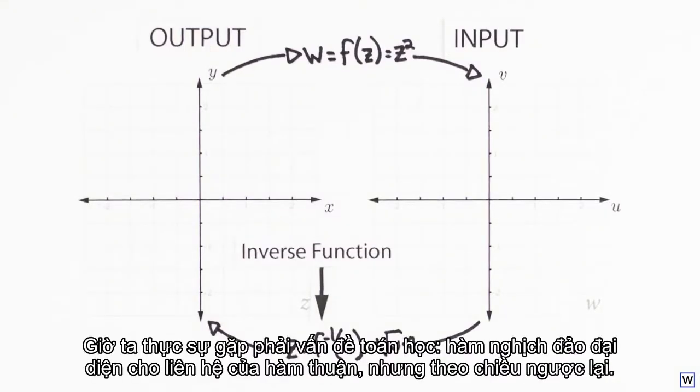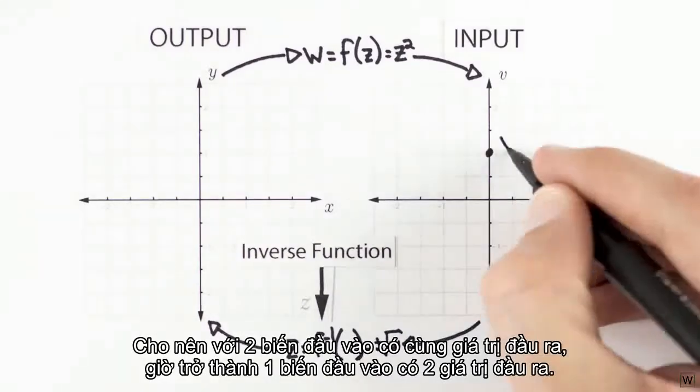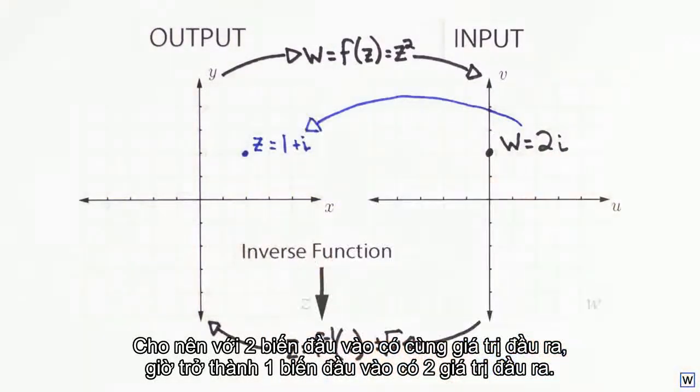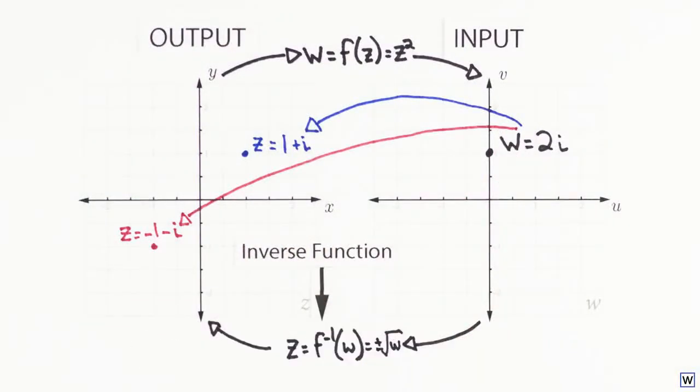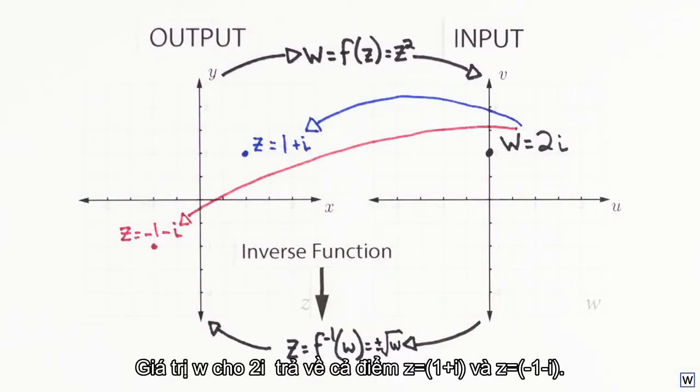We now run into the real math problem. Our inverse function represents the same exact connections as our forward function, just in the opposite direction. So our two inputs that map to the same output are now a single input that maps to two outputs. The w value of 2i maps to both z equals 1 plus i and z equals negative 1 minus i.